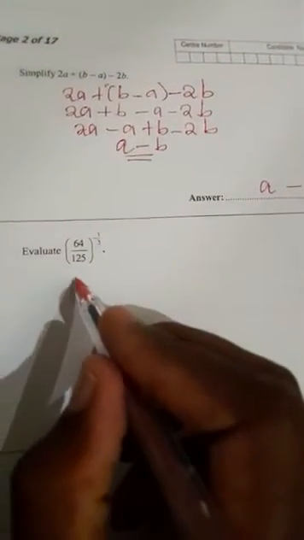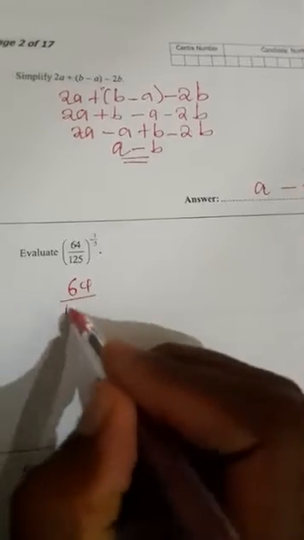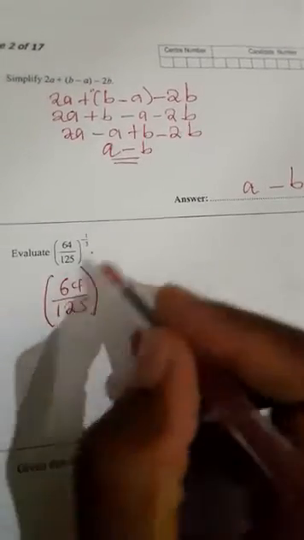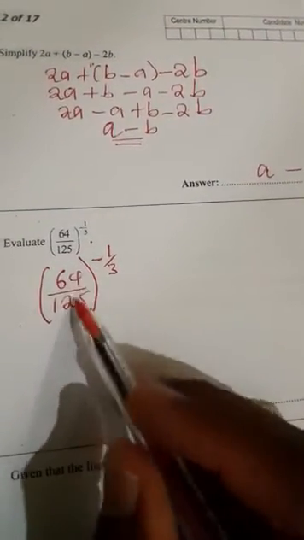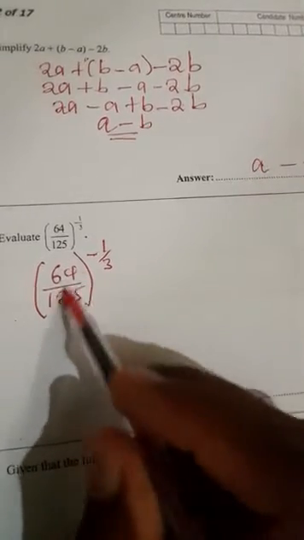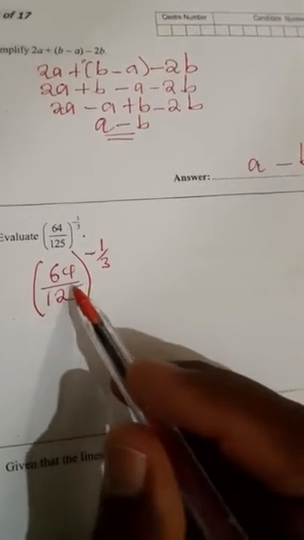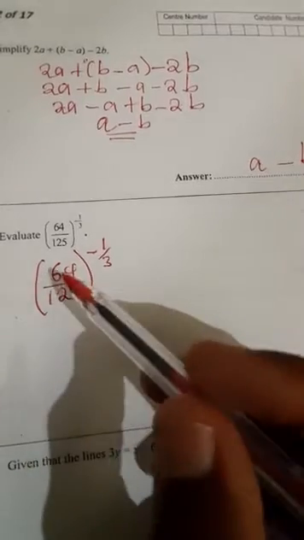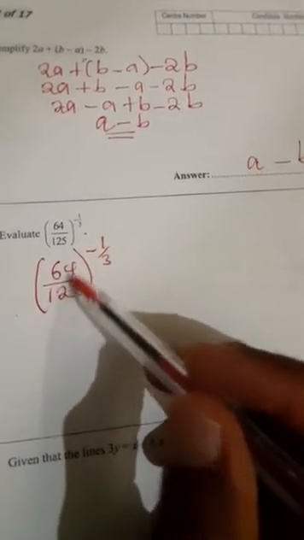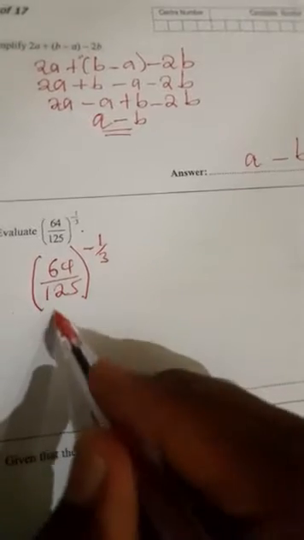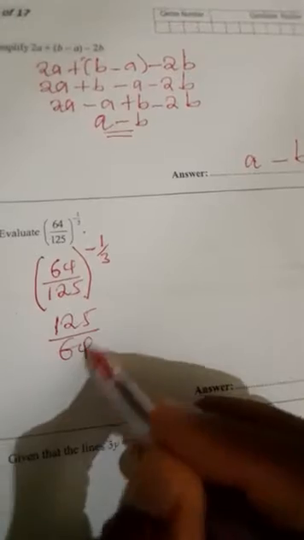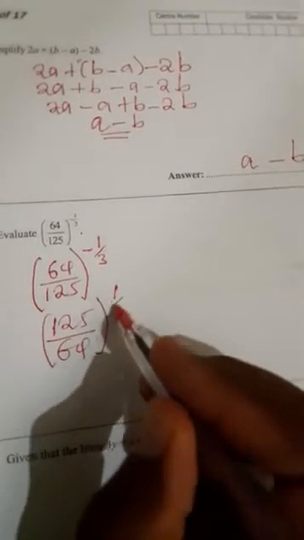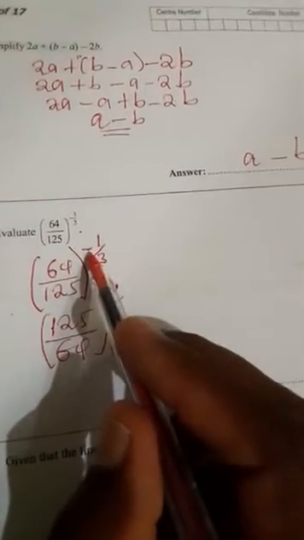Question 2. You copy the question the way it is. 64 over 125 to the power of negative 1 over 3. Remember, the easiest way of removing a negative is reciprocating the fraction given. Reciprocating, I mean changing the denominator to become the numerator. So it will be 125 over 64 to the power of 1 over 3. It means we have removed the negative there.